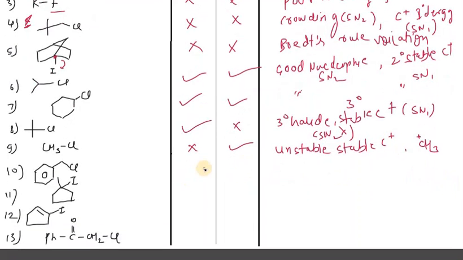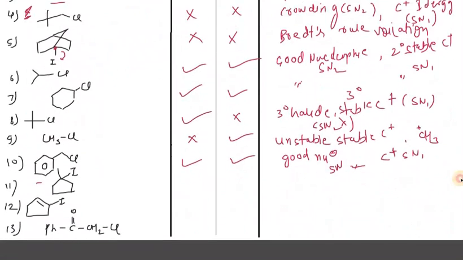So now if we talk about benzyl chloride, in case of this benzyl chloride, it will go toward both SN1 and SN2, because in case of a good nucleophile it will form the SN2 mechanism, but in case of a stable carbocation it will form the SN1 mechanism.